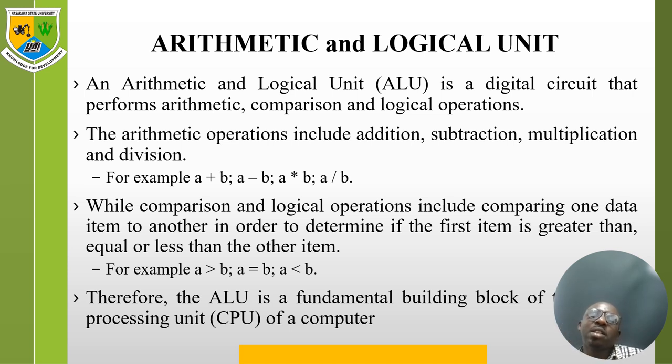Now, looking at the arithmetic and logical unit, for short, we call it ALU. The arithmetic and logical unit is a digital circuit that performs arithmetic, comparison, and logical operations. You see, the computer system has a dedicated unit that helps it to perform arithmetic or very basic mathematical computations. That unit also handles critical thinking, like logical reasoning, like when you want to compare two things. This one is better than that one, that one is better than this one, and so on.